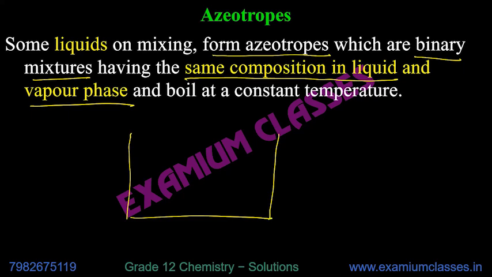Suppose we have a mixture of two liquids, L1 and L2, and say L1 is 80% and L2 is 20%. Yeah, this is the mixture. And we start boiling it and we try to get them separated, for example, by distillation. So we start heating this.